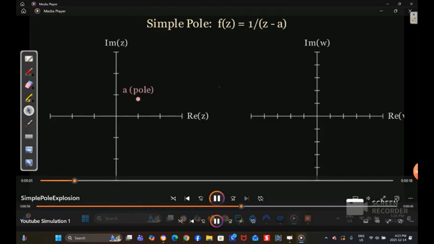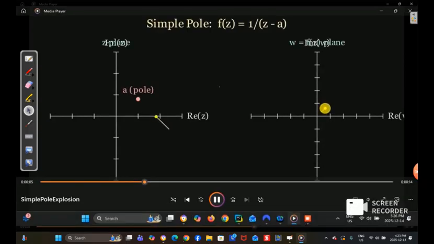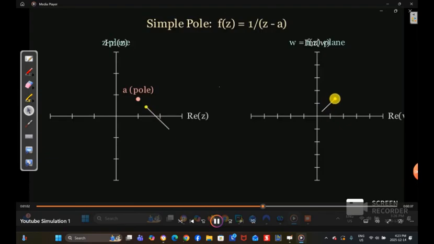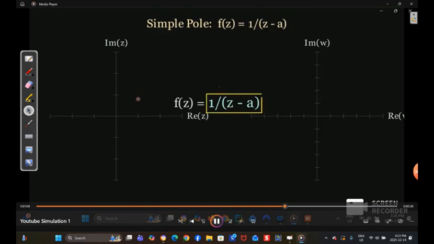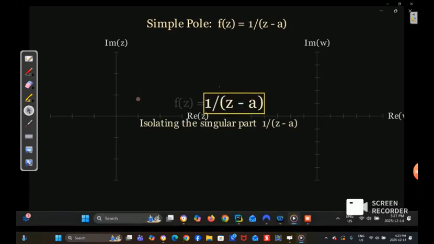This has nothing to do with restrictions, because if you had a restriction or a zero, it would have been an asymptote. We're not talking about that. A pole is a dot, geometrically a dot on the real and imaginary axis, where we've isolated the singular part, the singularity there, the 1 over z minus a. That's all it is.